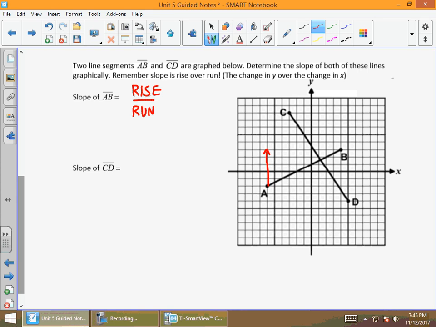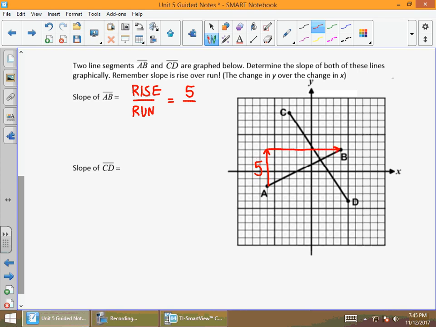That's how high I have to rise to get from A up to B. So 1, 2, 3, 4, 5, that is a rise of 5 units. And I'm going up, so that is positive. Going to the right is also positive.